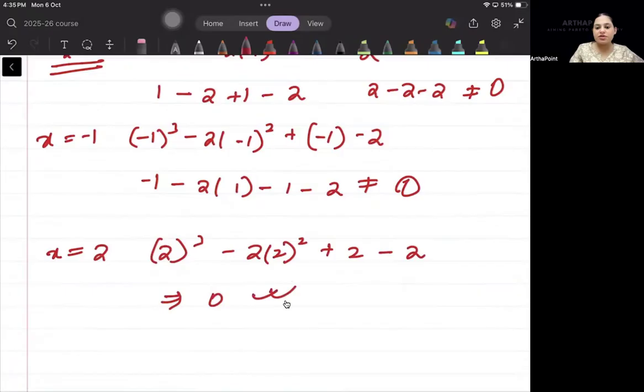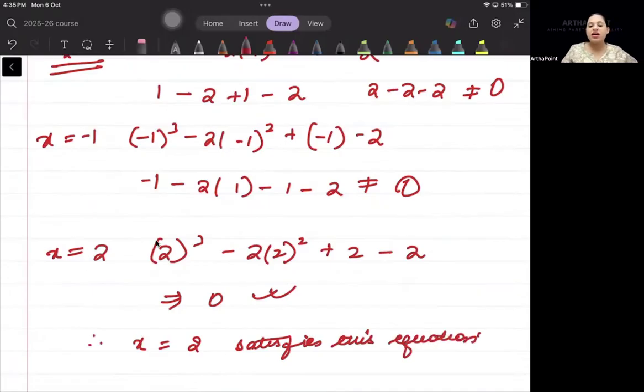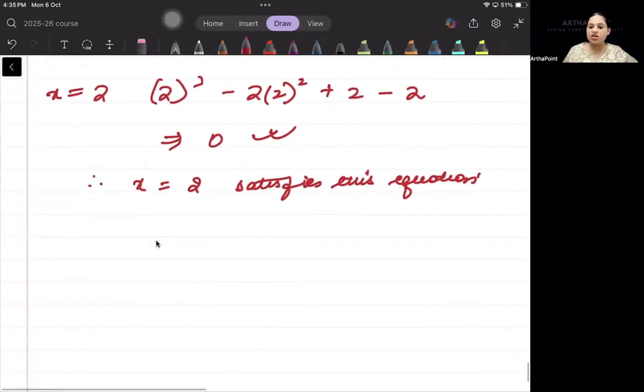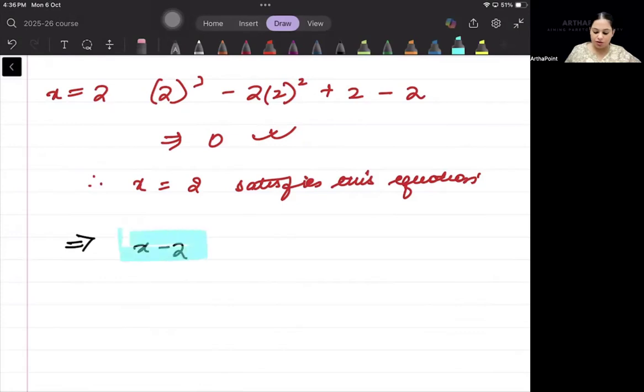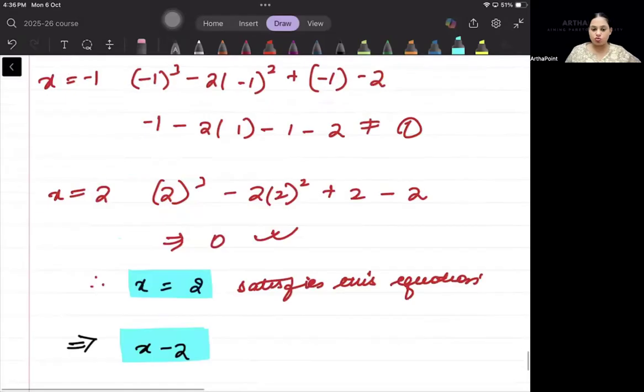तो if this is giving me 0, तो हमारा पहला रूट निकल के आ जाता है, that x equal to 2 satisfies this equation. तो अगर बेटा x equal to 2 इस equation को satisfy करता है, तो हमारा जो फर्स्ट रूट हो जाता है वो हो जाता है x minus 2. Our first root will be x minus 2. So we have got one of the integer roots.